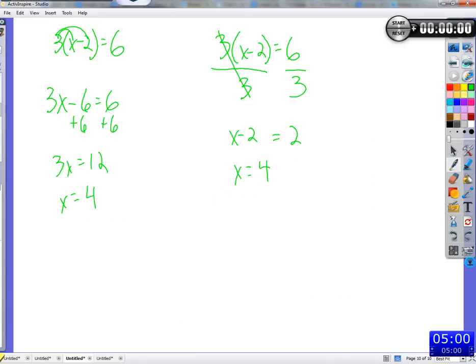Here, there's only an x inside the parentheses. There's no other x's around. Right? And so if we divide by 3, we don't have to divide anything else by 3. We just get rid of that factor of 3, and we're left with what's inside the parentheses. Add 2 on both sides. Nice and clean. So that's an idea. It's not something you have to do. It does save some steps.